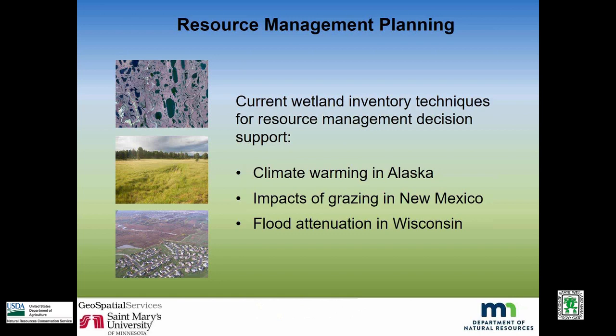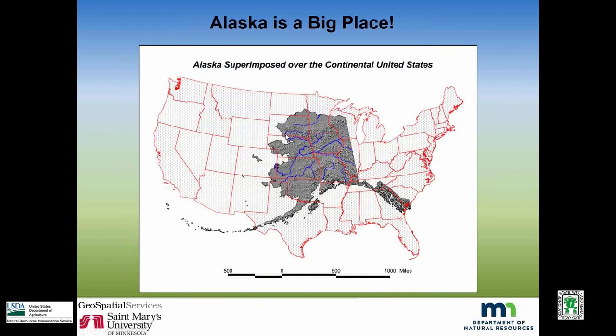So I'm going to look at a climate warming example from Alaska, and then I'm going to talk about a project in New Mexico where the objective was to manage some of the impacts of grazing on high elevation wetlands. And then we're going to look at a flood attenuation example from Wisconsin. All of them tie to the functions and benefits that Doug so accurately described, so I'll try and sprinkle some of that into it.